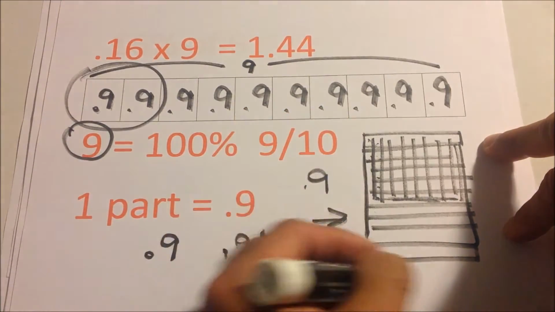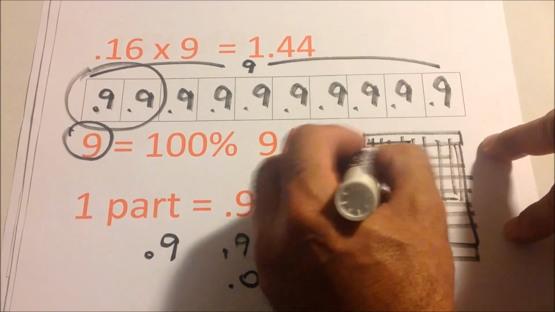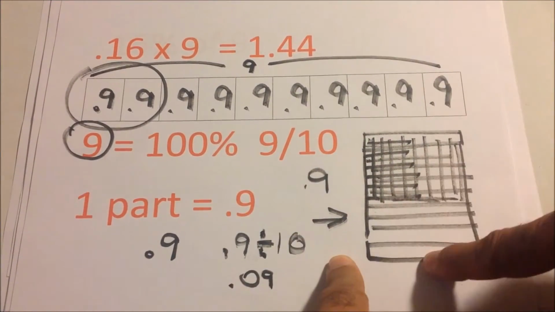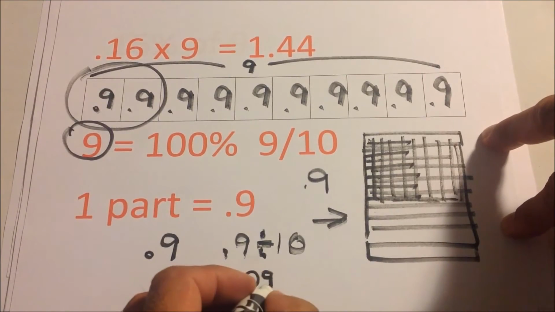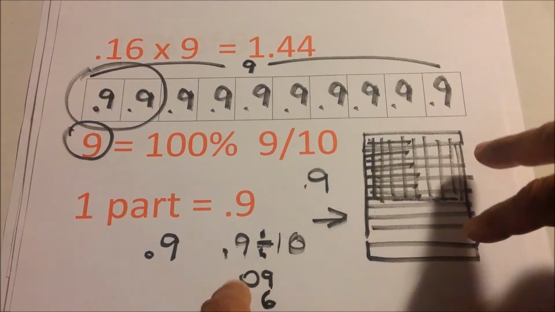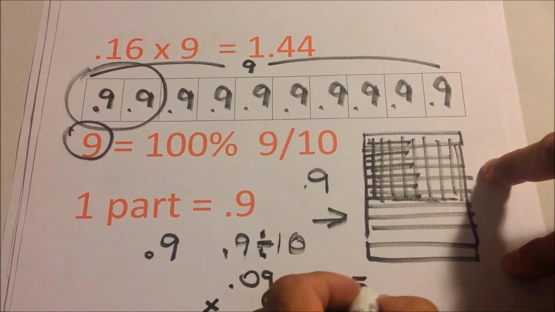0.09 ten times is 0.9. Right? So each box is 0.09, 0.09, 0.09, and so forth. And we want 6 boxes that are 0.09. So 0.09 times 6 will give us 0.54.